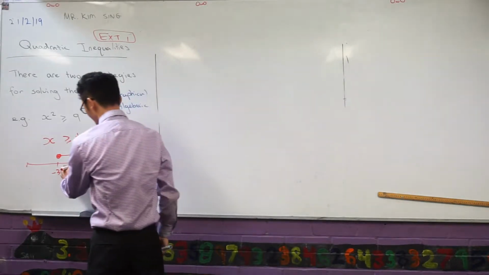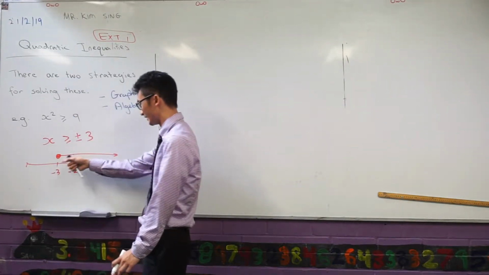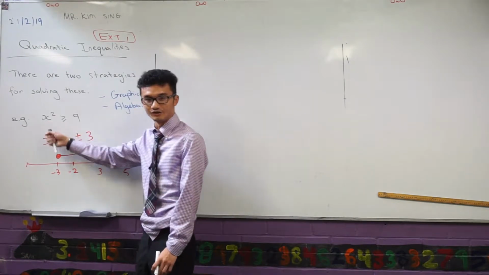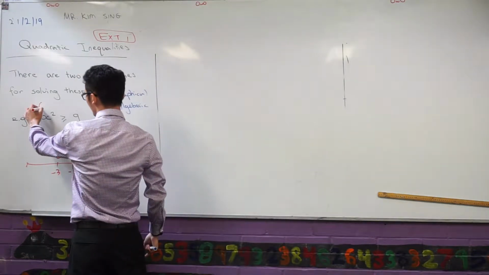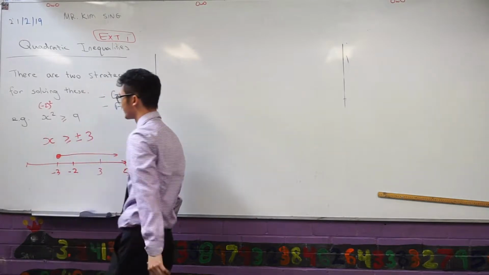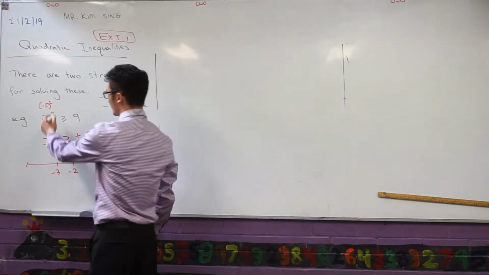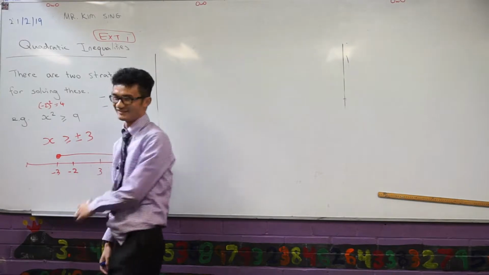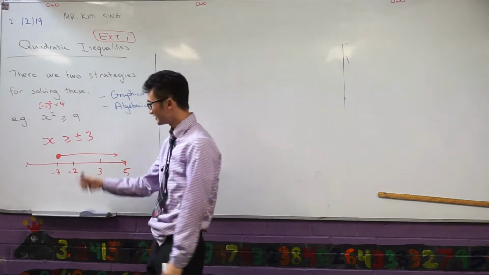Minus 2. Let's try minus 2. So this number line is telling me that any of these numbers should satisfy this inequality here. But if I try to put in minus 2, or minus 2 all squared, that's 4. And that's not greater than or equal to 9, is it? Okay. So obviously this is not going to work.